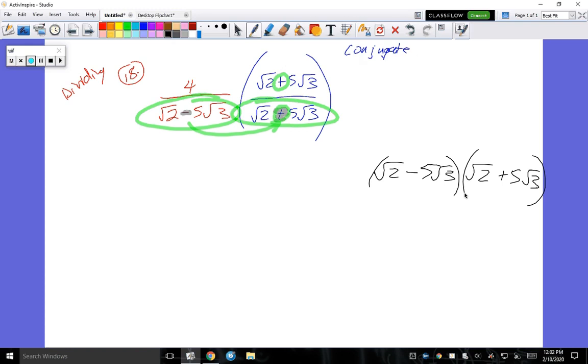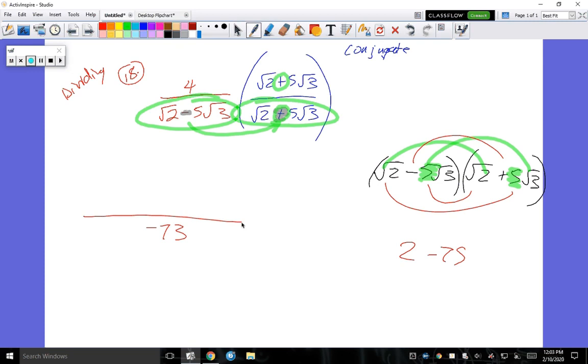Look at this. The outside is a positive 5 root 6. The inside is a negative 5 root 6. Those will add to be 0. So there's no b term. Now, what will the first terms give me? 2. This will give me a negative what? 75. Negative 75, okay? Because the 5's become 25, and the root 3's become 3. Okay, so you have a 2 minus, because it's a positive and a negative, 75. We good? So I get a negative 73 as my denominator.